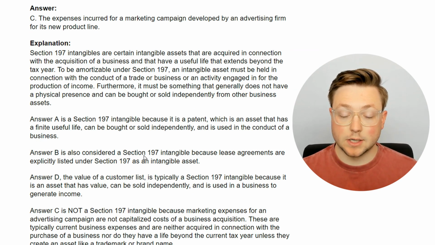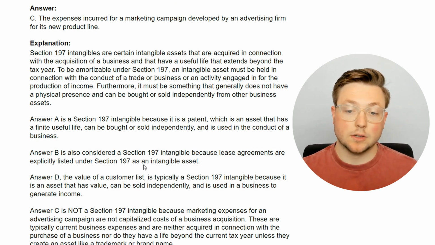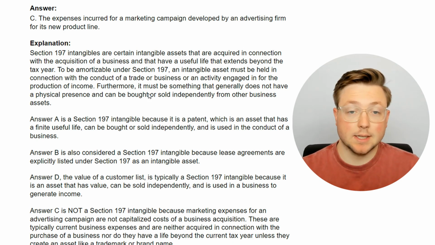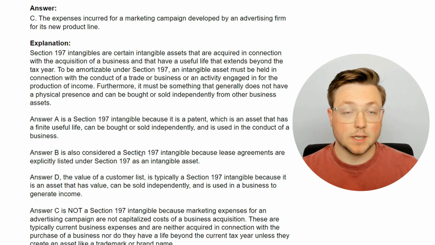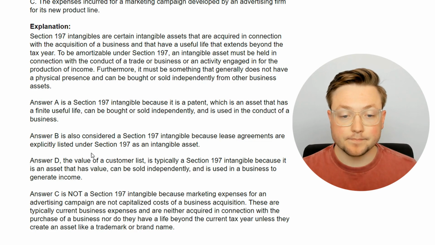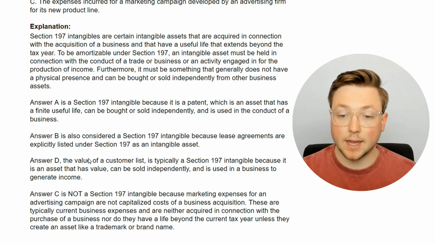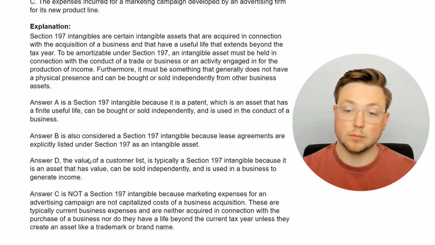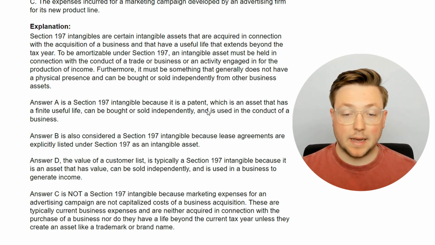B is considered a Section 197 intangible asset because lease agreements are explicitly listed under Section 197 as an intangible asset. We haven't gone over what's explicitly listed necessarily. Lease agreements is one of those things that is listed there. The value of a customer list is typically a Section 197 intangible because it is an asset that has value, can be sold independently, and is used in a business to generate income. So a similar thing to the patent.